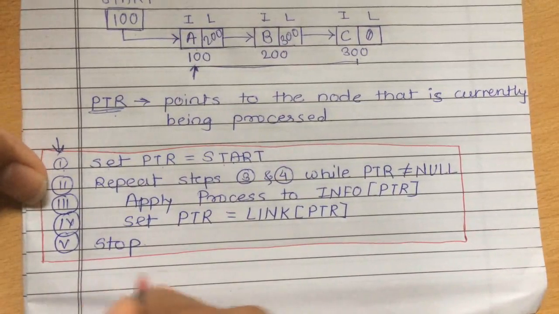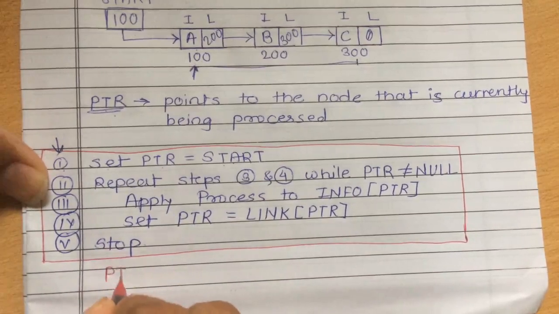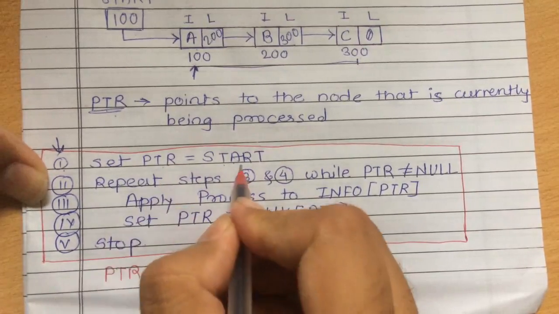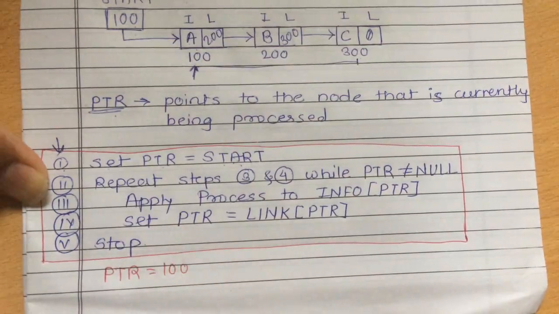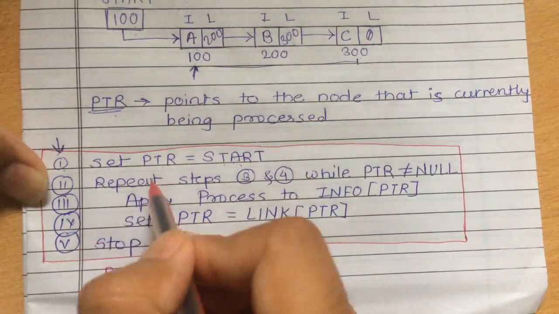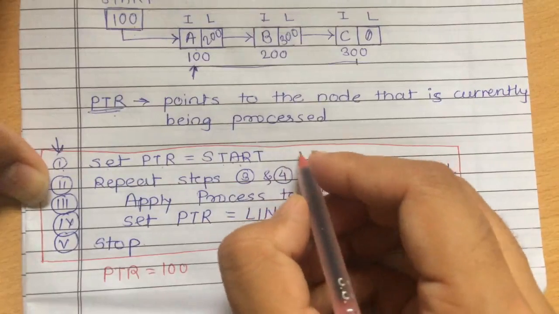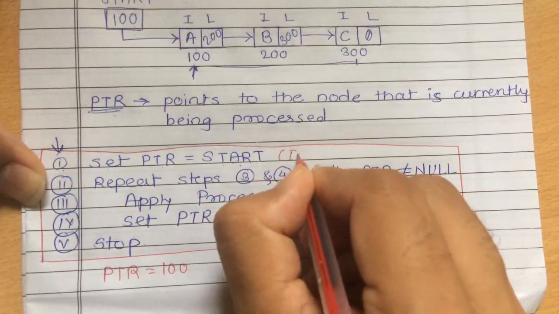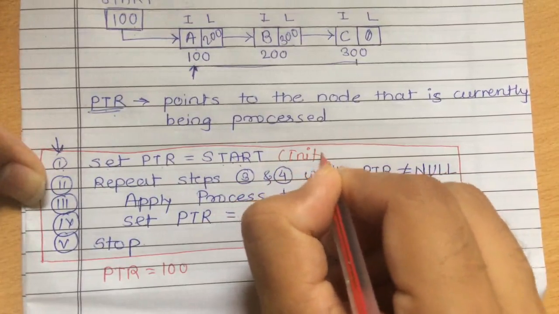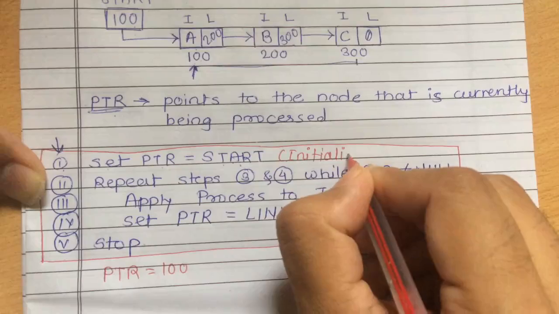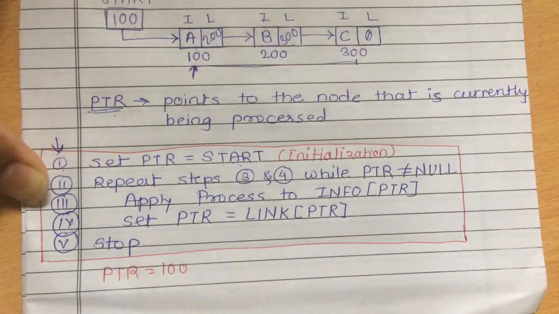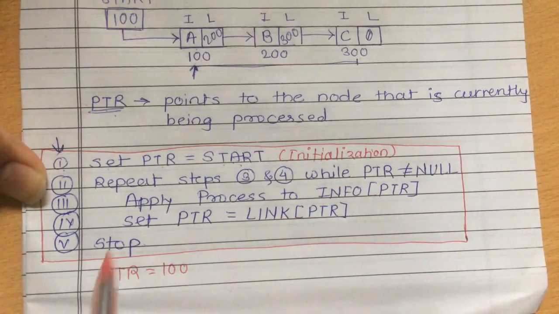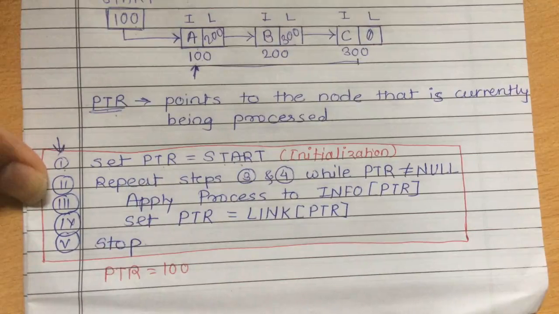Now in the first step, we get ptr equals to start. The value of start is equal to 100. So ptr will store the value 100. Now in this case, the value of ptr is equal to 100. We can call this initialization. So we have initialized ptr to 100.